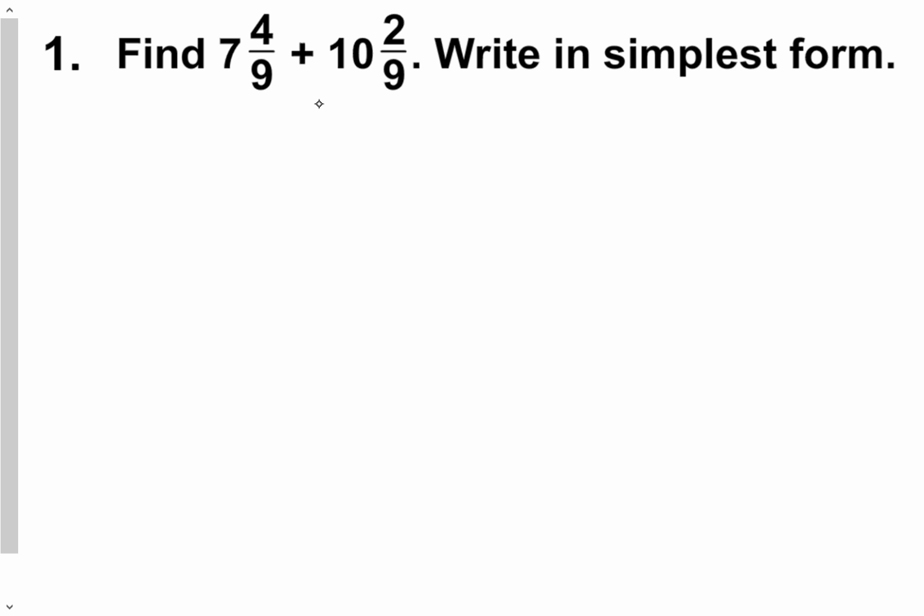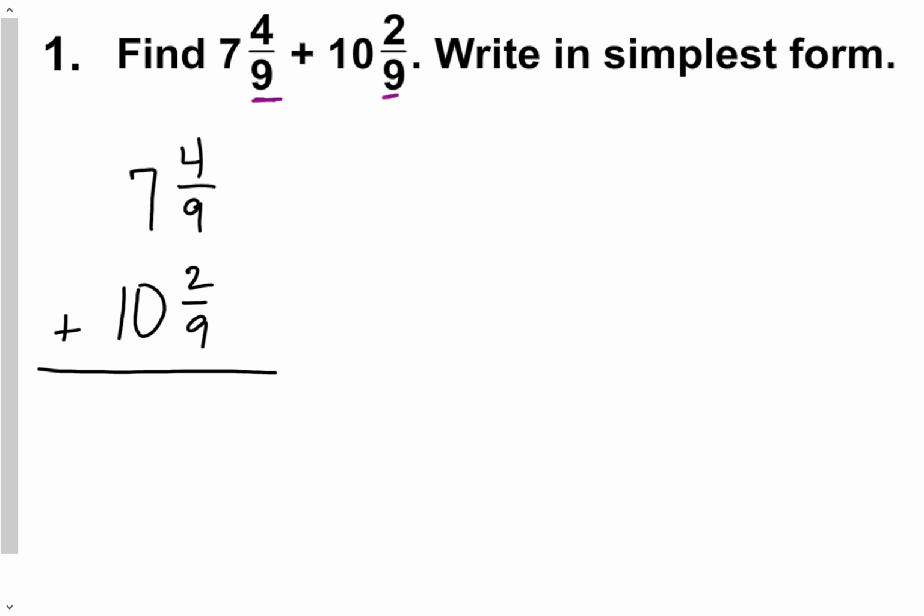Find 7 and 4 ninths plus 10 and 2 ninths. Write in simplest form. This example, we're very lucky because we have the same denominators. Okay, so the first thing I'm going to do is write this vertically. Now, when you're adding mixed numbers, first you're going to add or subtract the fractions. If necessary, rename them using the LCD, and then you're going to add or subtract the whole numbers and simplify if necessary.